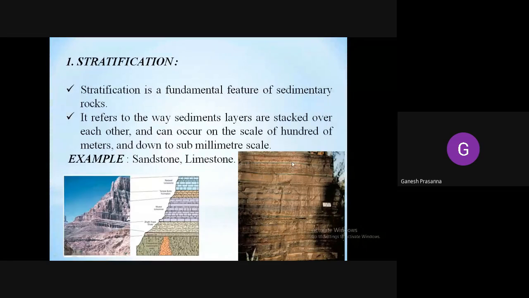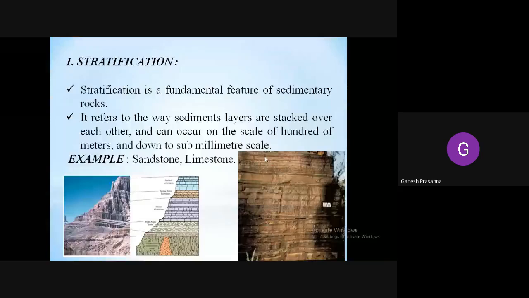So very good examples are the sandstones and the limestones. If you go towards Saudati, you have seen Saudati. Whenever you visit Saudati, you can see this stratification, very beautiful stratification pictures over there. Okay, you can see the layers of the minerals or the rocks arranged one above the other.